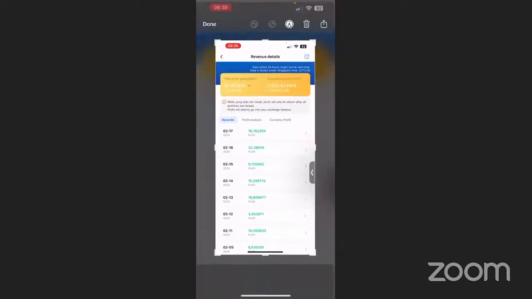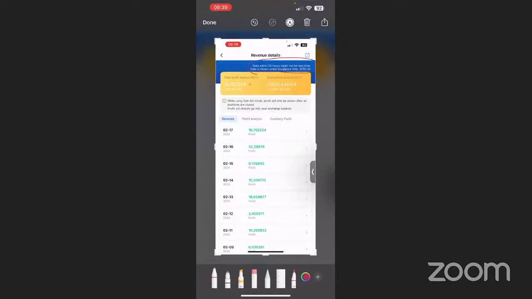All right, let us read this information here. It says data within 24 hours might not be real time. Data is shown under the Singapore time. So this simply means that if you are not in Singapore or any Asian country that uses UTC plus 8, and you realize that you haven't entered the next day but you started making profit for the next day, this is because of the Singapore time. So don't be scared and say there is a problem with my robot.